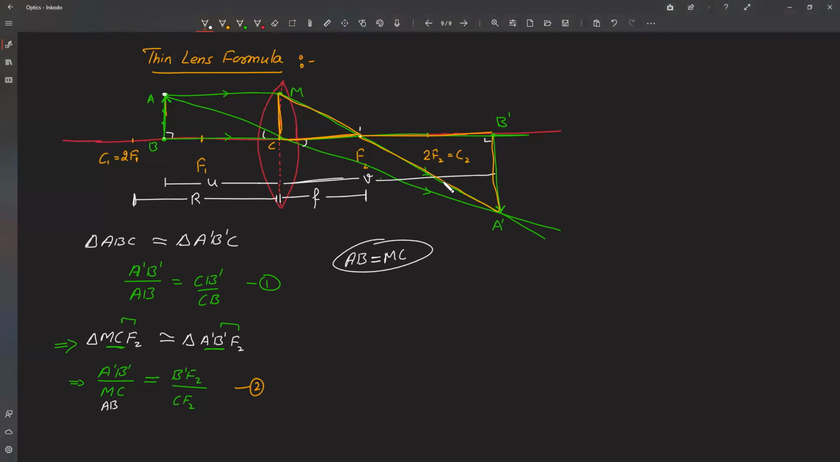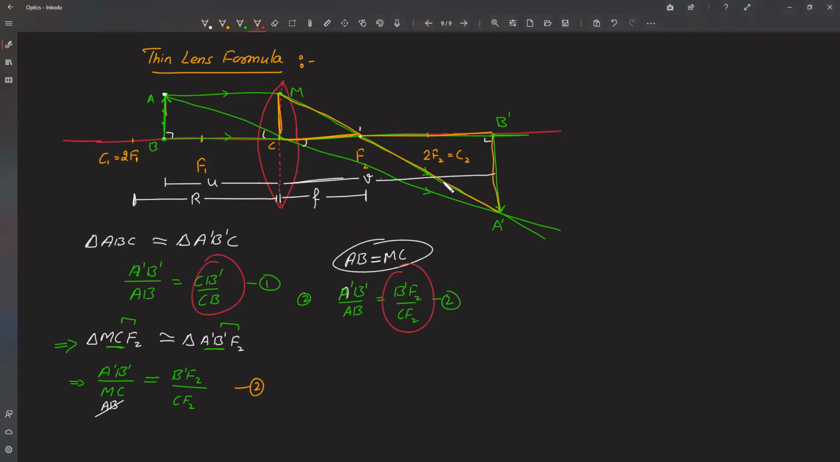So from this you can also say that the second equation is A dash B dash divided by AB is equal to B dash F2 divided by CF2. So comparing both equations, yes, this is your second equation. That means CB dash by CB is equal to these two are the same.